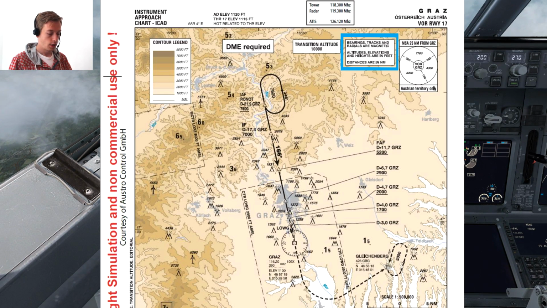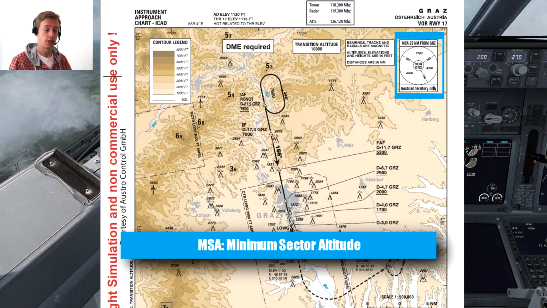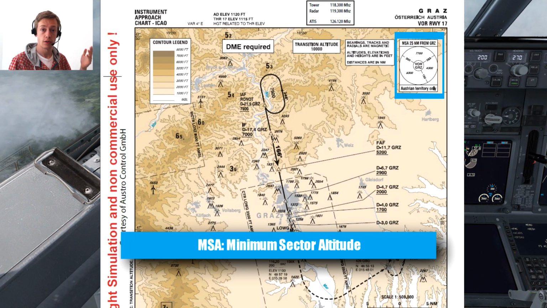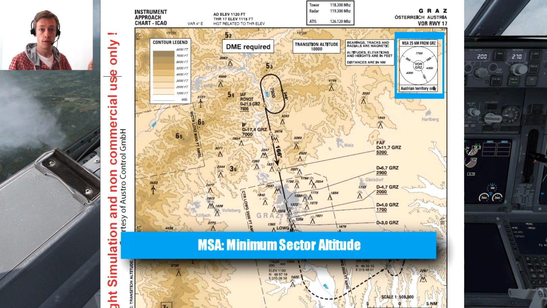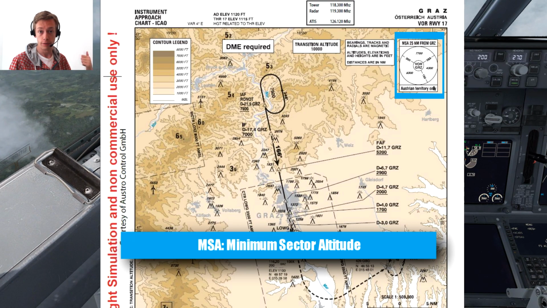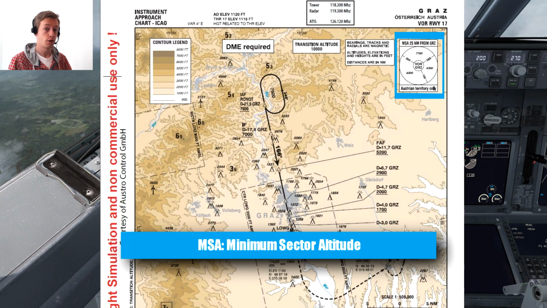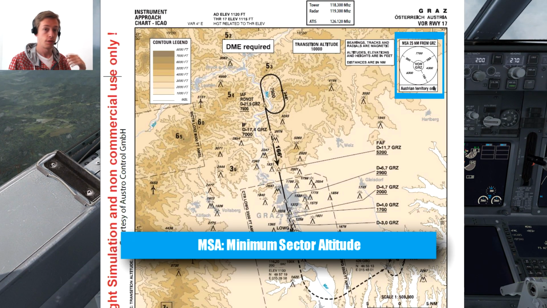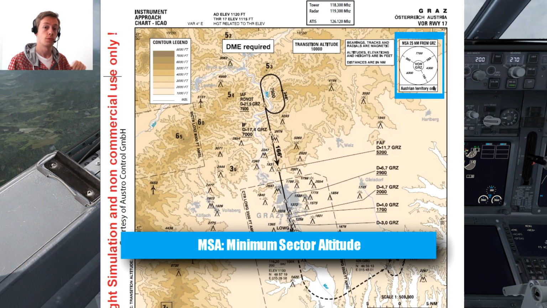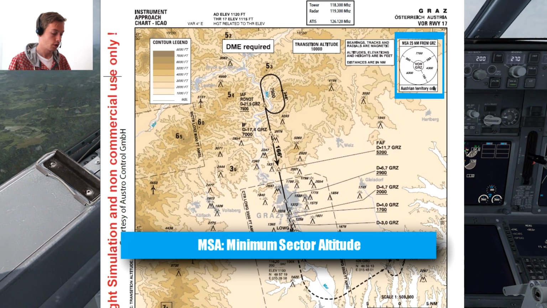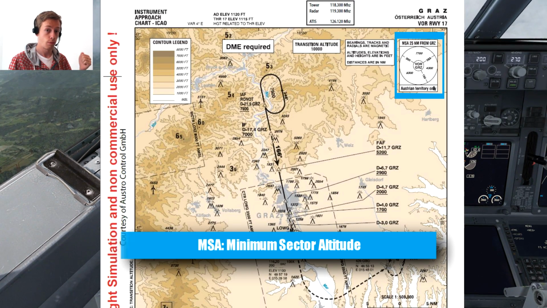Okay. Then we have the minimum sector altitude box. This basically tells you what the safe altitudes are to fly in relation to this VOR station. If you're being vectored or if you're flying an approach, then you do not have to look at that. But if you're just flying around in this area, then you have to use this information to make sure that you're staying clear of the terrain in the area. But we're flying an approach, so we're just going to follow the profile of the approach.